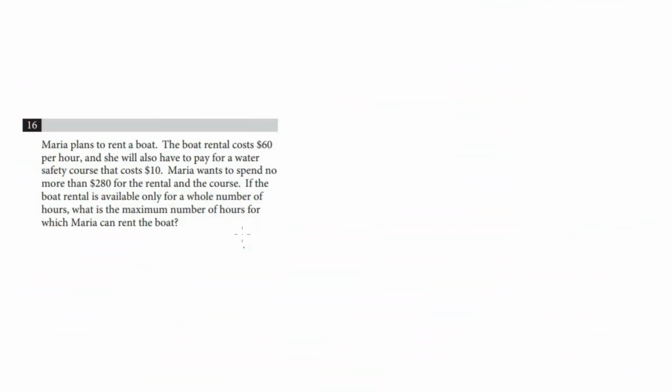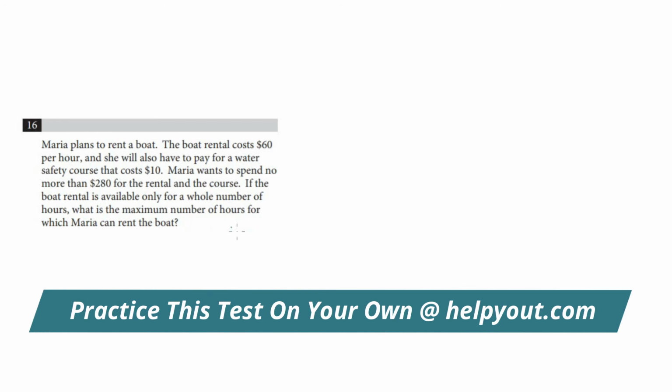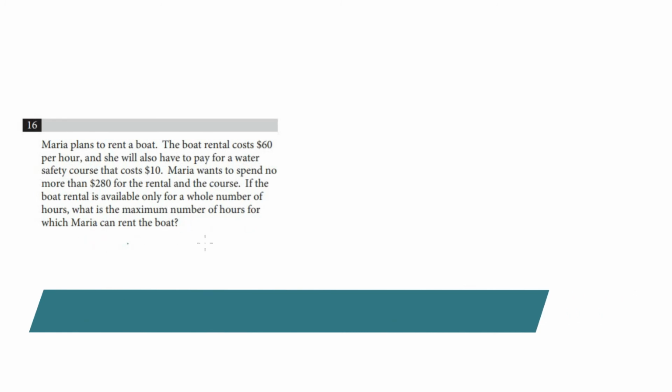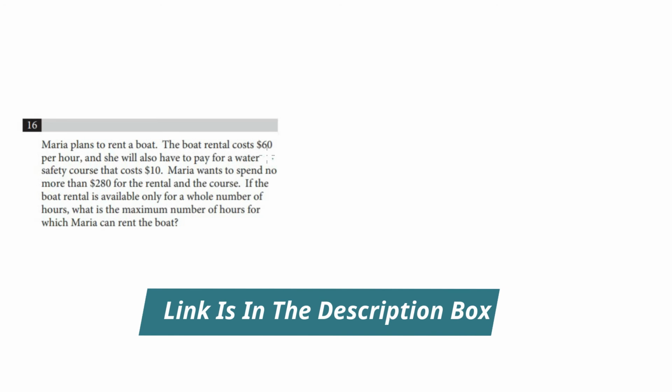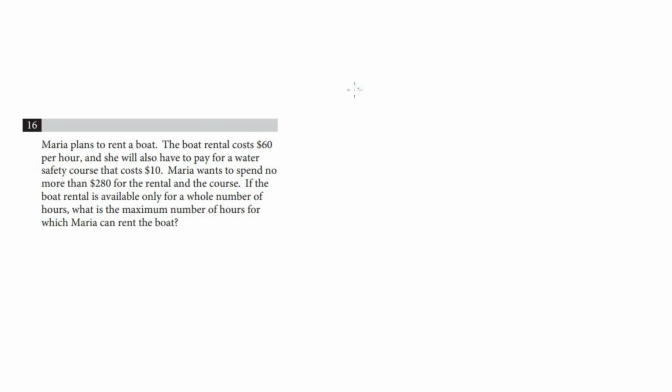For this problem, we have to find the maximum number of hours which Maria can rent the boat. So let the number of hours equal x, given that the rental cost is $60 per hour. So if the cost is $60 for 1 hour, the cost for x hours will be 60 times x, and given that the fixed cost for the safety course is $10, this will be added to the 60x. So this is her total cost.